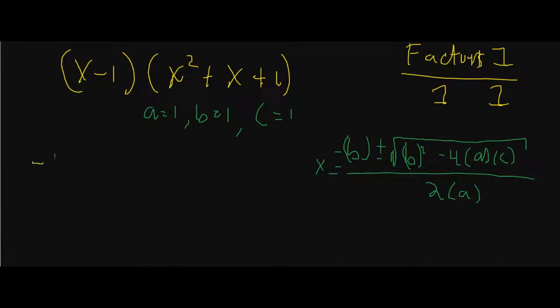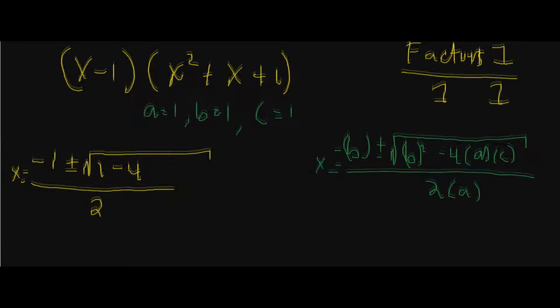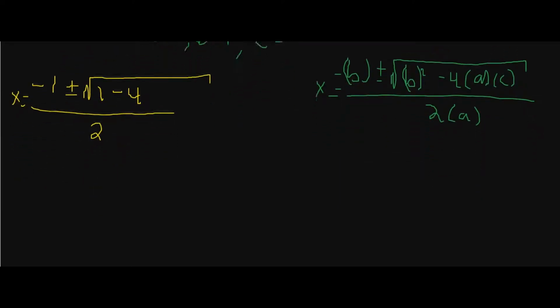We're going to get negative 1 plus or minus the square root of 1 squared, which is just 1, minus 4 times 1 times 1. Well, 4 times 1 times 1 is just 4, so there's going to be 1 minus 4, all divided by 2 times 1. Well, 2 times 1 is just 2, okay? So I am kind of doing this rather quickly, so I do apologize. If you're a little confused, just go ahead and ask me in class and I'll help you out.